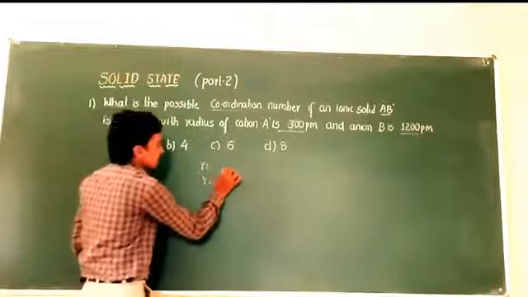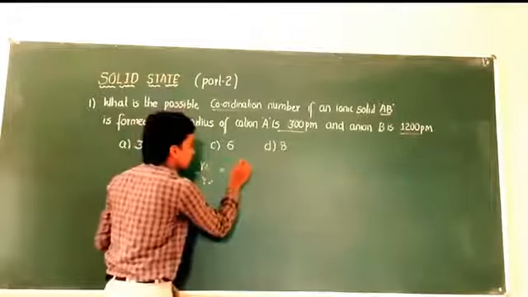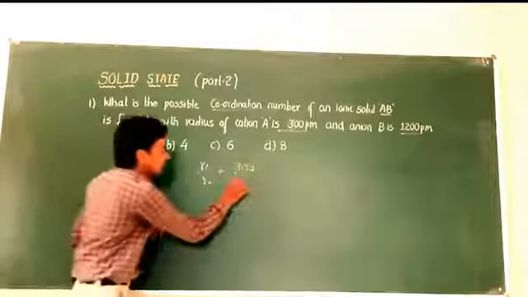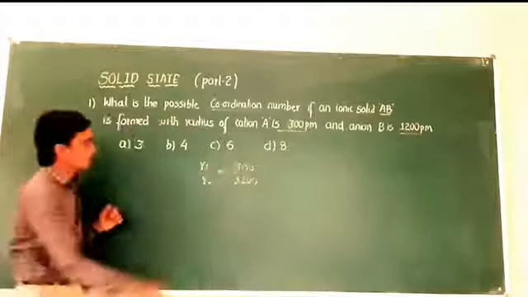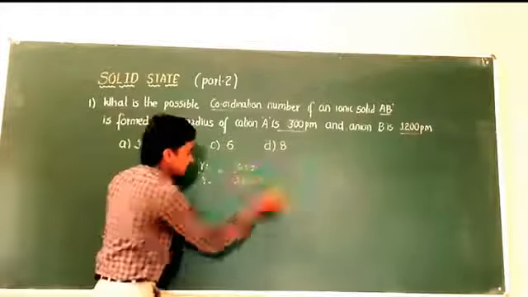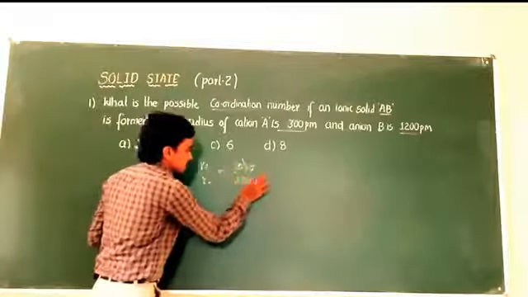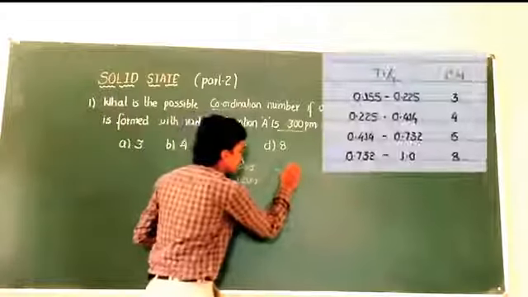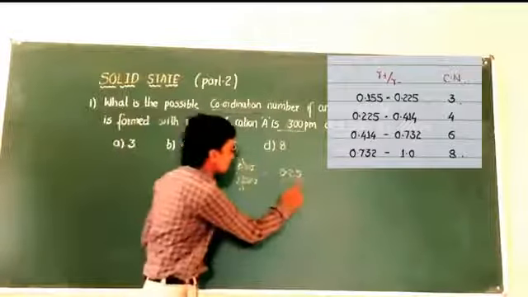The radius ratio r plus by r minus is the radius of the cation, 300 picometer, divided by 1200. These are quite simple numbers that can be cancelled easily. The 2 zeros cancel, and 3 fours are 12. So 1 divided by 4 is 0.25. We are getting the answer 0.25.